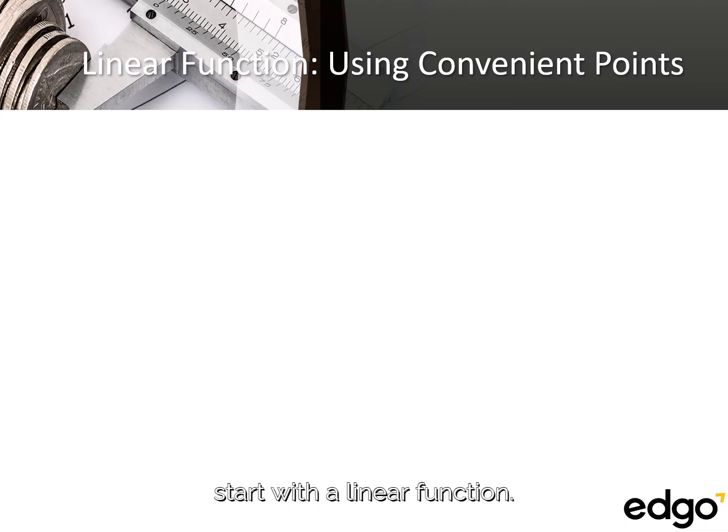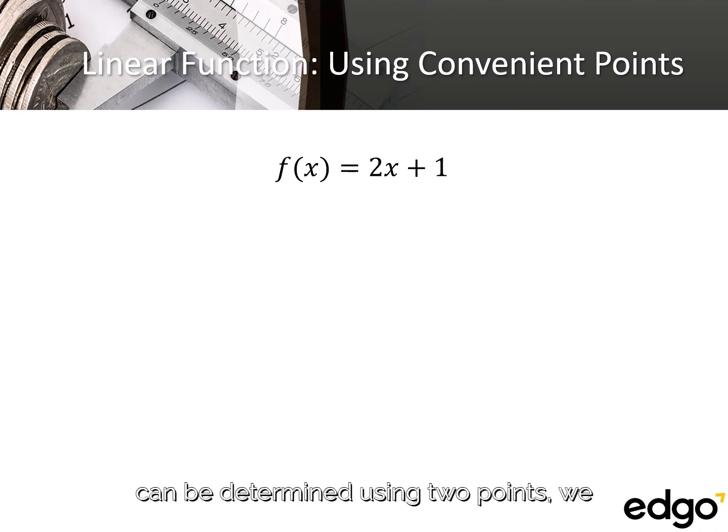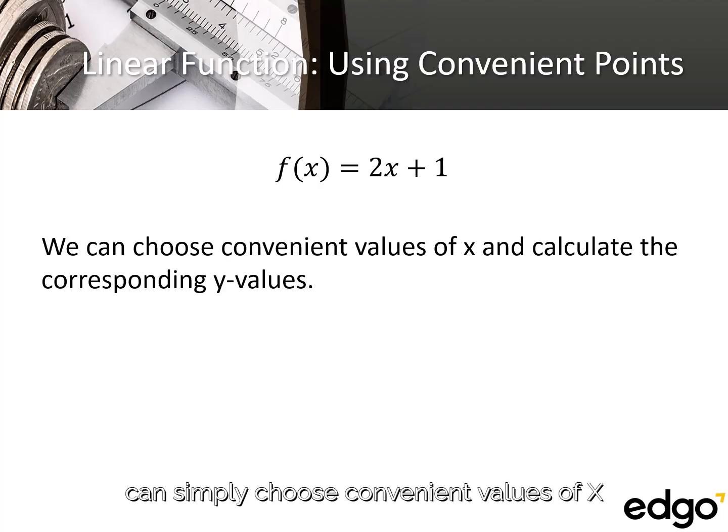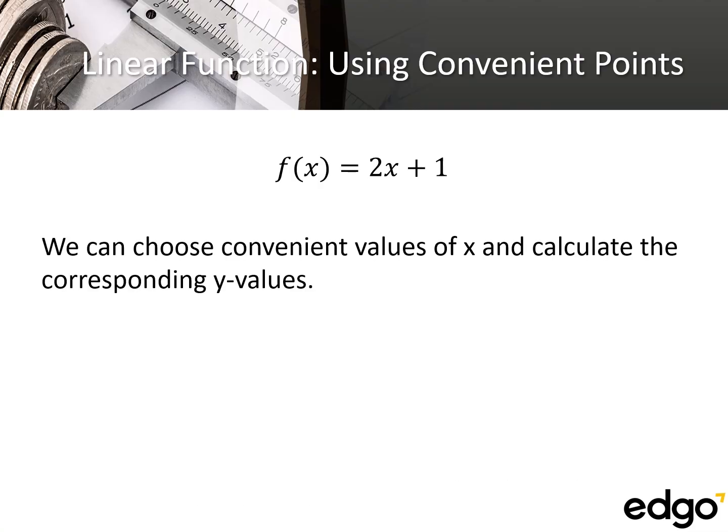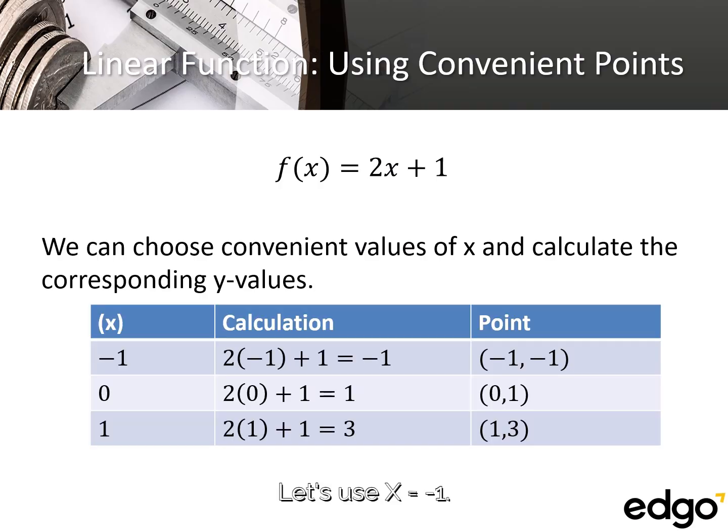Let's start with a linear function. Consider f(x) = 2x + 1. Since a line can be determined using 2 points, we can simply choose convenient values of x and calculate the corresponding y values. Let's use x = -1. 2 times -1 plus 1 gives us -1. So our first point is (-1, -1).